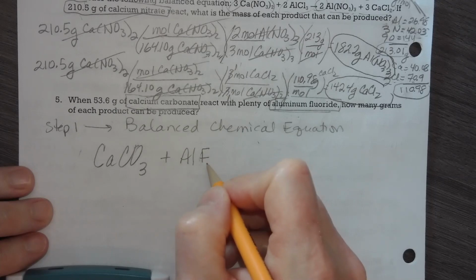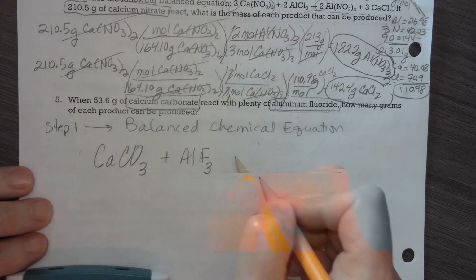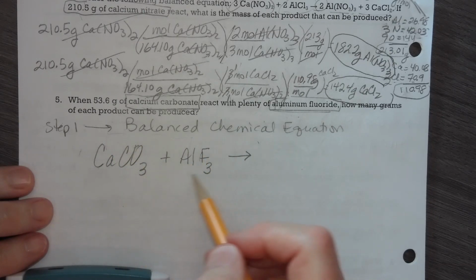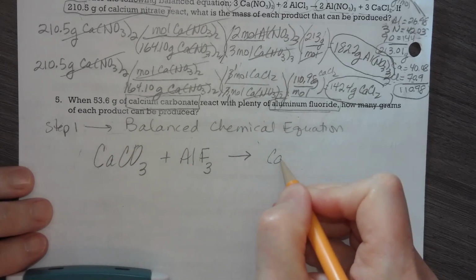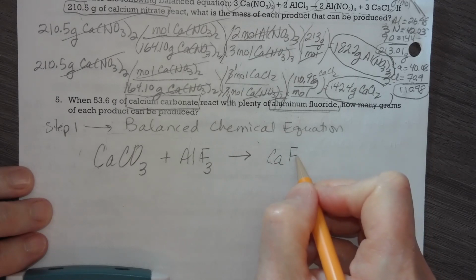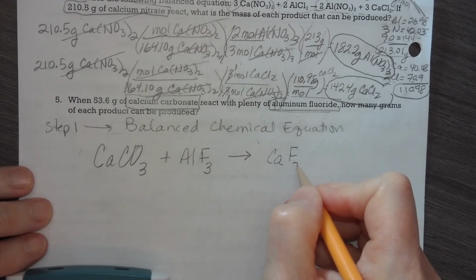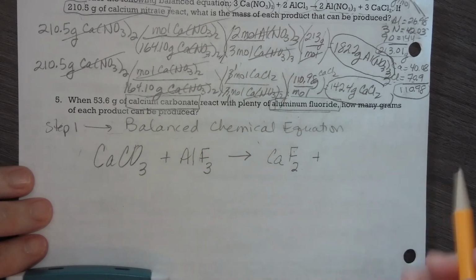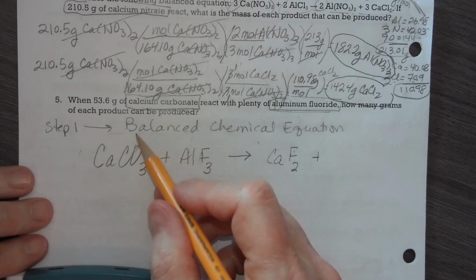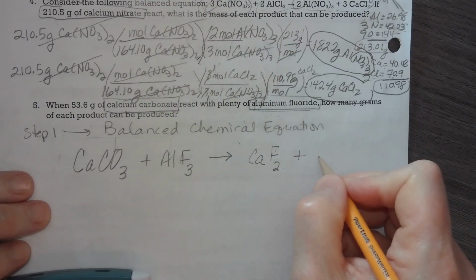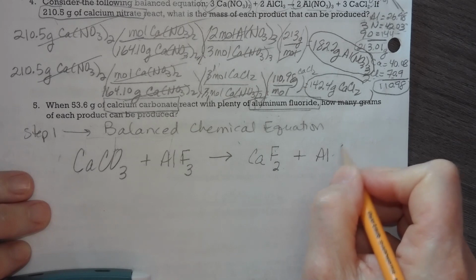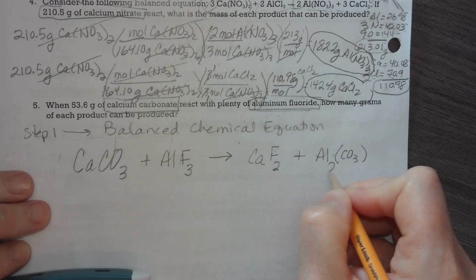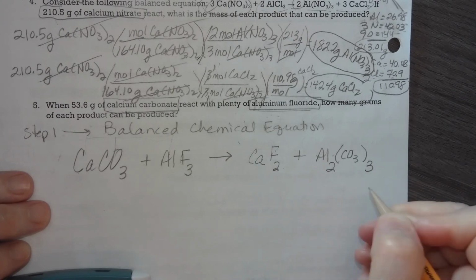Since fluoride is 1 minus, I need 3 fluorides. It reacts, it's going to be a double replacement, so I'm going to get calcium fluoride. Remember, calcium is 2 plus, fluoride is 1 minus, so I'm going to have 2. I have to have 2 to make this neutral. And then the aluminum is going to go with the carbonate. Well, aluminum is 3 plus, carbonate is 2 minus, so therefore I'm going to need 2 aluminums and 3 carbonates.